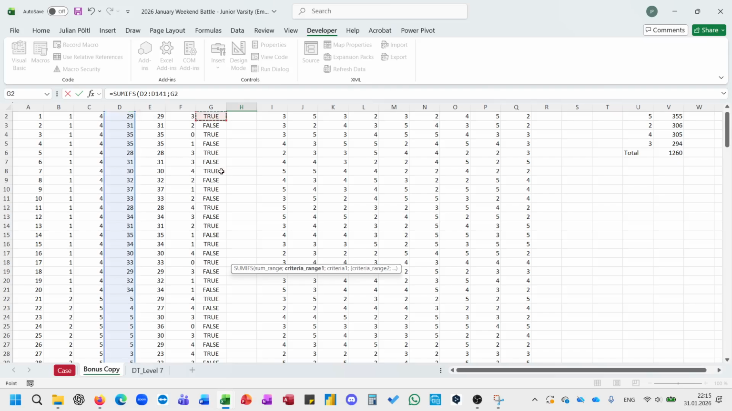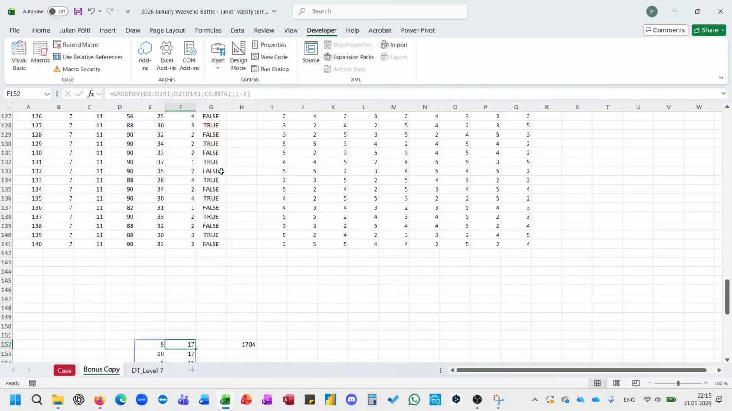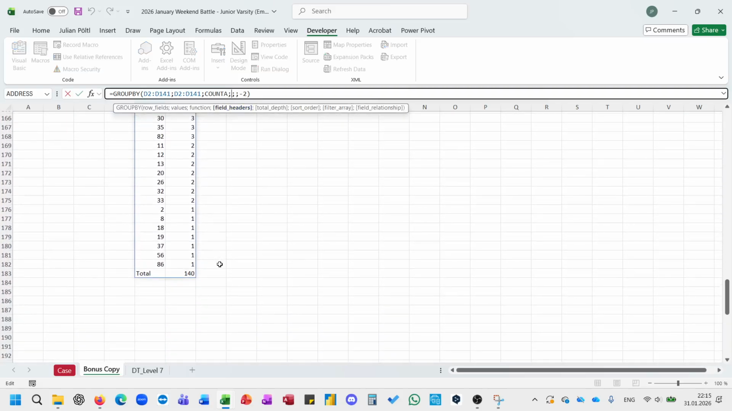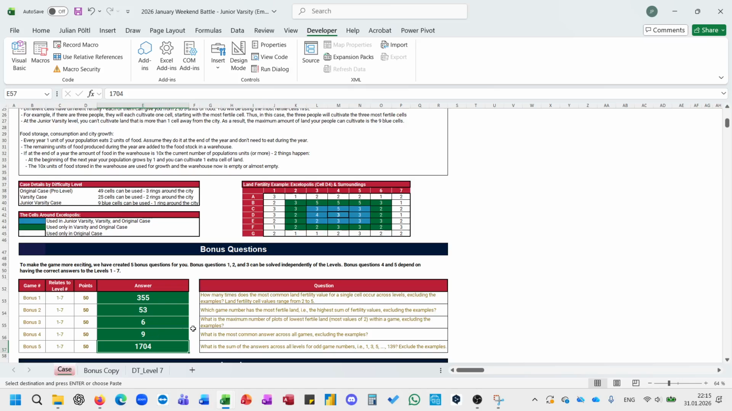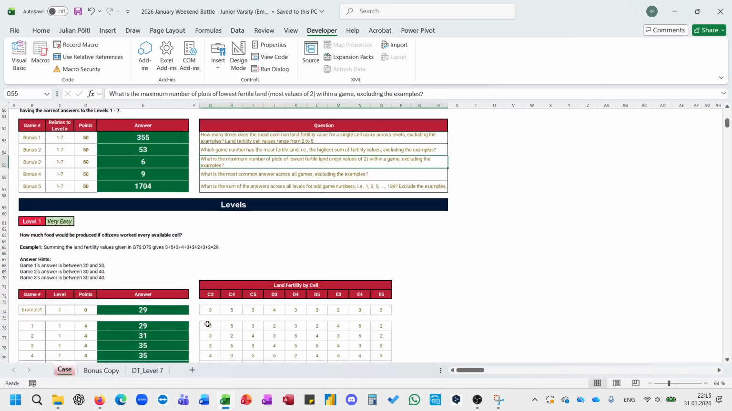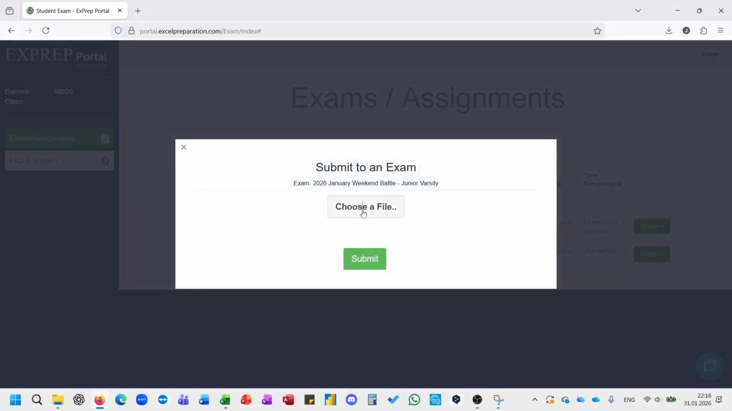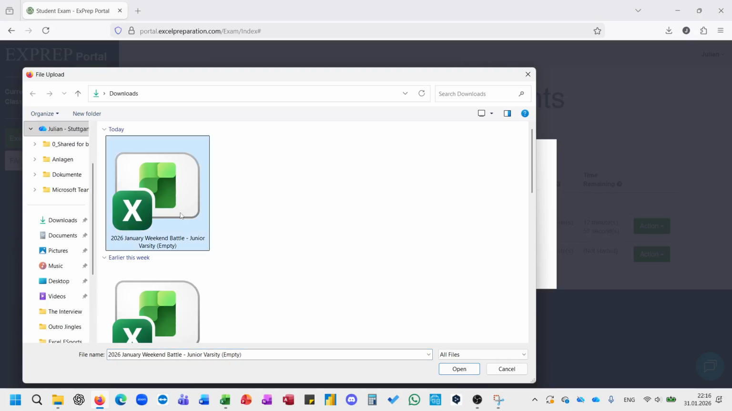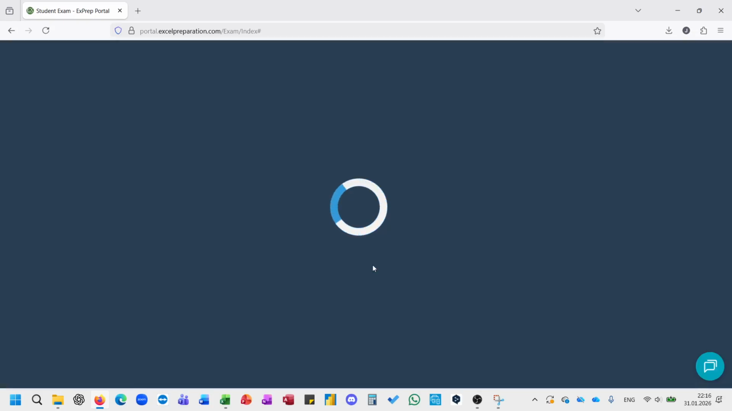Might be that I've chosen the wrong column. No, it's the right one. 1704. Okay, saved. Let's upload it. No, I'm not sure if everything is right. I'm not sure. But we will see it in an instance.